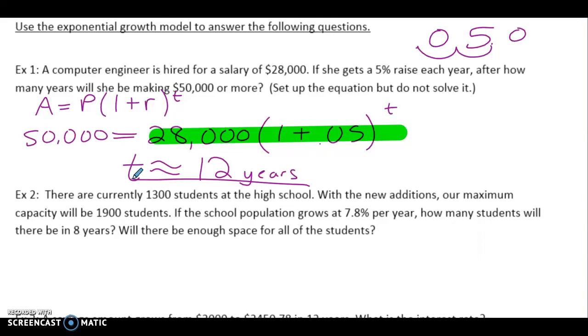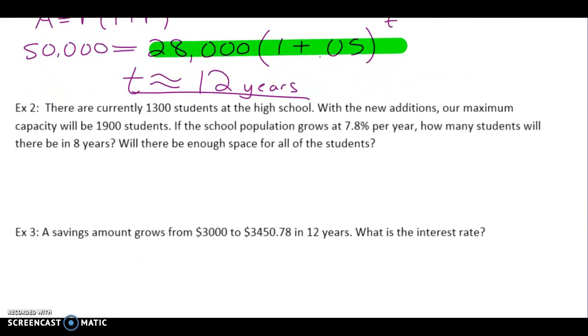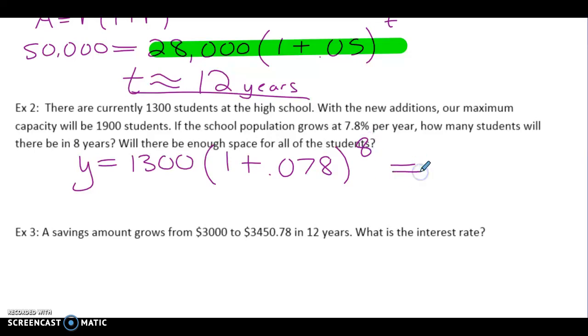Okay, go ahead and do example 2 on your own. I would have put y equals, and then how many students does the high school currently hold? 1,300, good. Times 1 plus 0.078, all to the 8 years. And this is just, we know everything, right? So just throw this into your calculator, your graphulator.